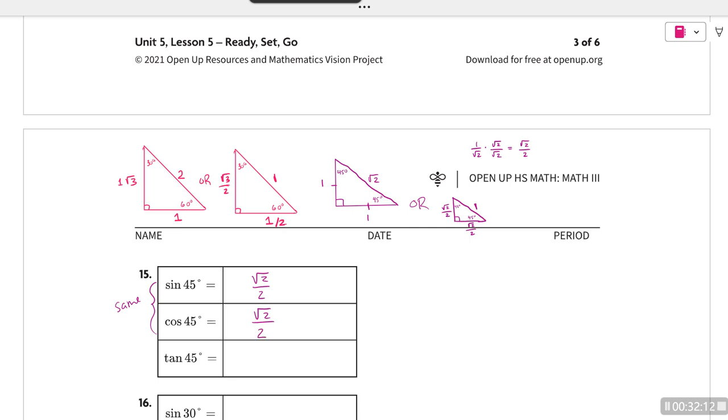Tangent, I can use either triangle. I'll use my square root 2 over 2 triangle. It's opposite over adjacent, so I have to divide those two sides by each other, but since they're the same, that's just going to come out to a 1.